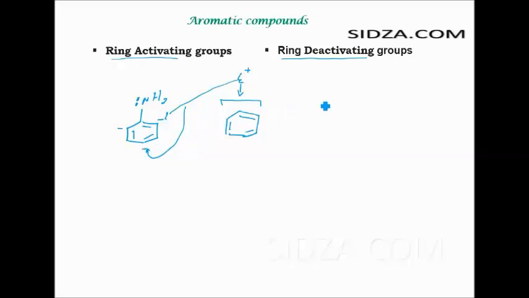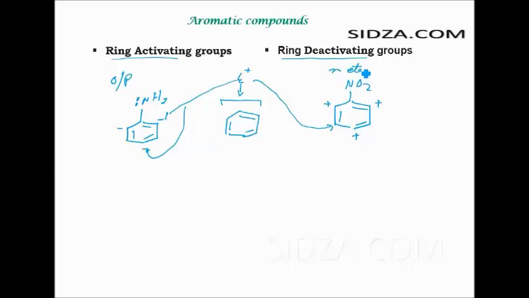And the other one is, suppose we have a group which is an electron withdrawing group, which is a meta directing group. Because of its electron withdrawing effect, it will increase the positive charge at the ortho and the para positions. Now if substitution occurs, it will only occur at the meta positions. So we have ortho-para directing groups, and we have meta directing groups.